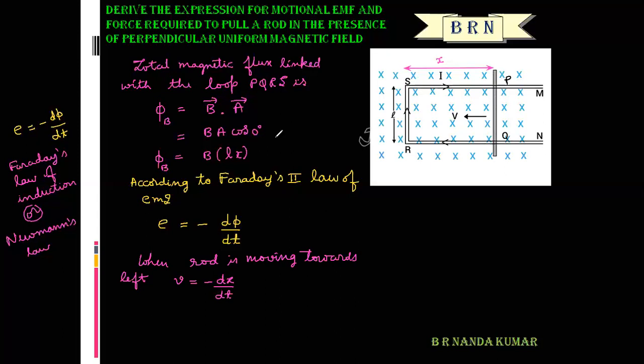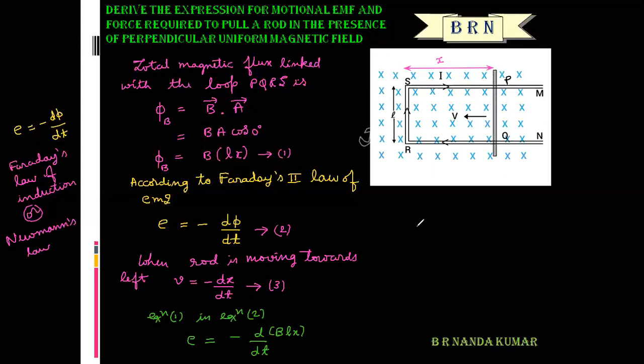Okay. So call this equation number 1, this equation number 2, and this equation number 3. Now equation 1 in equation 2 gives rise to E is equal to minus d by dt of phi. What is the value of phi? Phi is BLX.